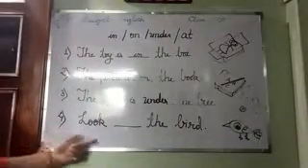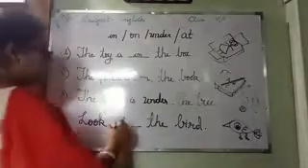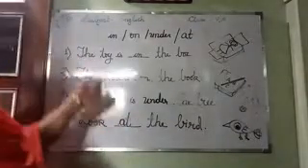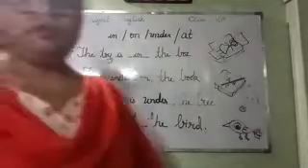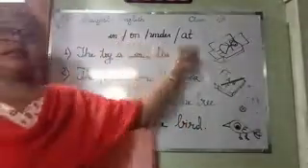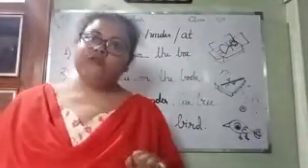And last, look dash the bird. Look at the bird. Understand? This is the word in, on, under, at. Understand? Now come to our phonic book.